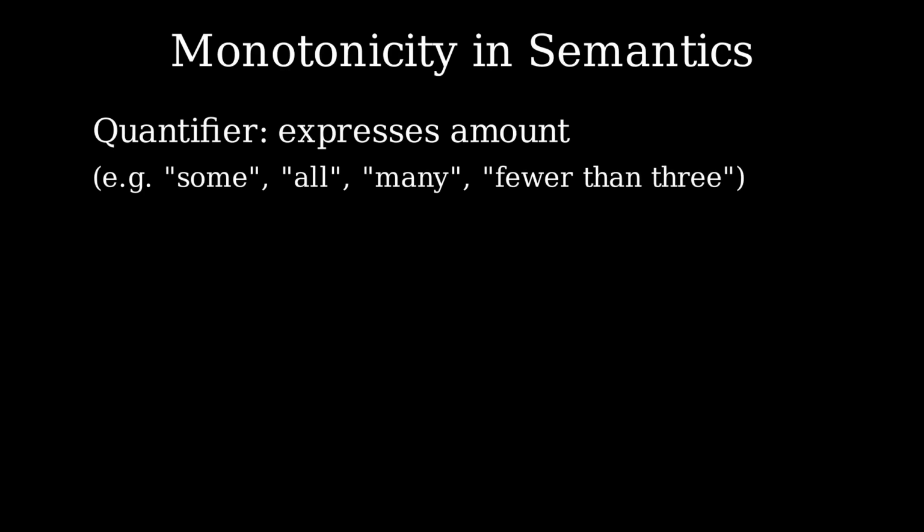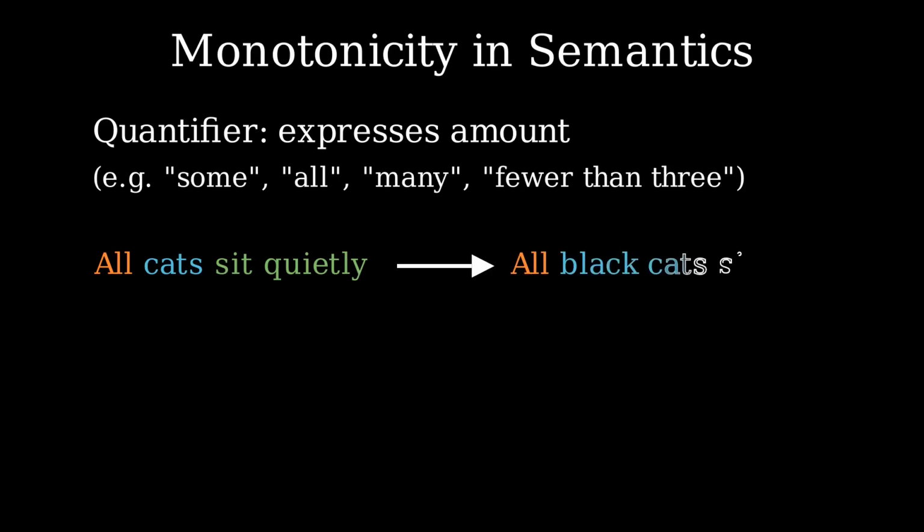Monotonicity can appear not just in the forms of words, but in their meanings. Quantifiers are phrases that express amounts or quantities. Quantifiers can take 2 sets of things and relate them to each other. For example, the sentence all cats sit quietly involves the set of cats and the set of things that sit quietly. If the sentence all cats sit quietly is true, then we know all black cats sit quietly is true. We also know that the sentence all cats sit is true. This concept, where some sentences are true because other sentences are true, is called entailment.